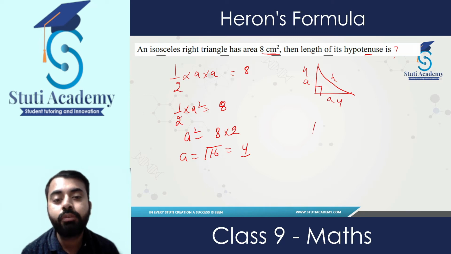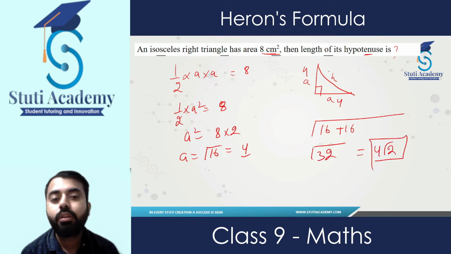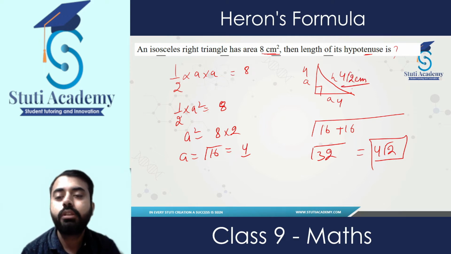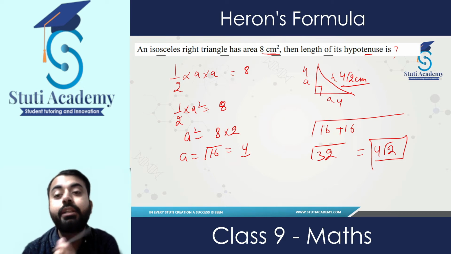Your hypotenuse will be, find out, 16 plus 16, 32. It will be 4 root 2 centimeter. Simple. Let me tell you, it was given to you that the right angle triangle was isosceles.